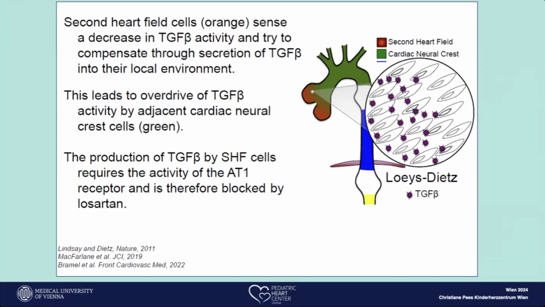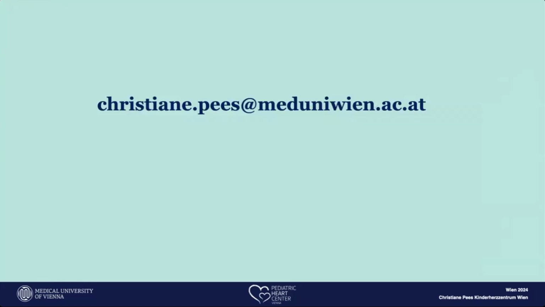And we have a decreased TGF-beta activity due to Loeys-Dietz mutations in the second heart field area in the aortic root, and these cells sense the decrease and try to compensate through secretion of more TGF-beta in the local environment. But this TGF-beta secretion needs angiotensin 1 receptors, and this is why the losartan therapy works in Loeys-Dietz patients as well. Thank you very much for your attention, and I'm happy to take questions.